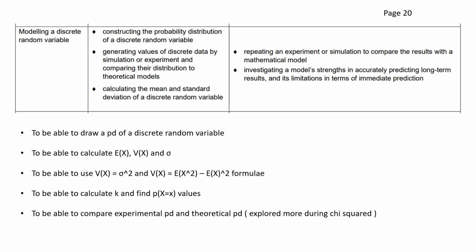By the end of this lesson, you should be able to draw a probability distribution of a discrete random variable. You should be able to calculate the expected value, variance, and standard deviation of discrete random variables. You should be able to use the following formulae. You should be able to calculate k and find the probability of x equaling a value, and you should be able to compare experimental probability distributions and theoretical probability distributions.